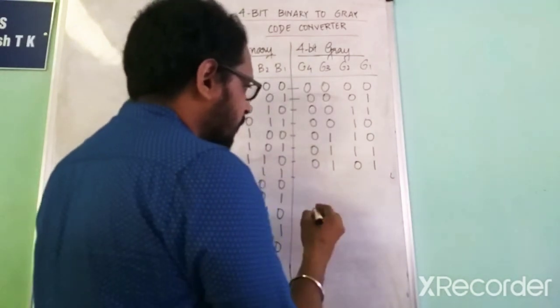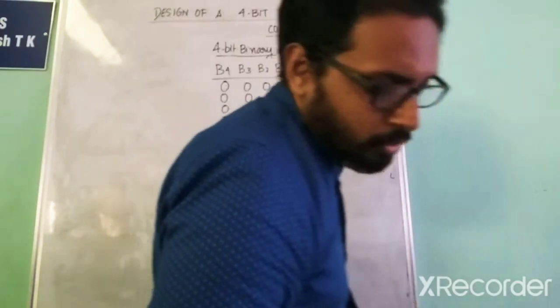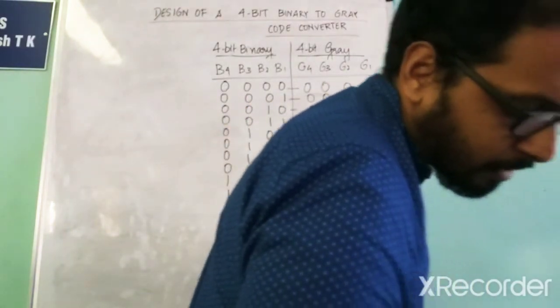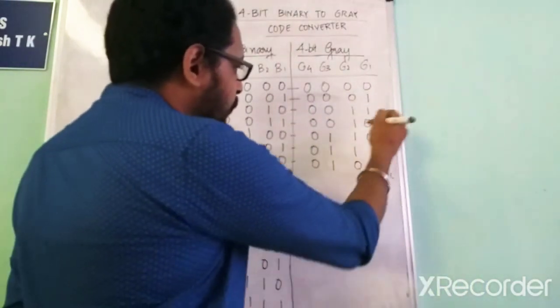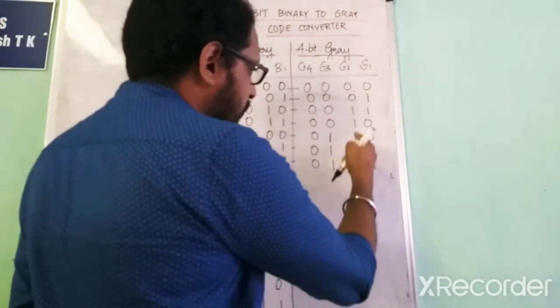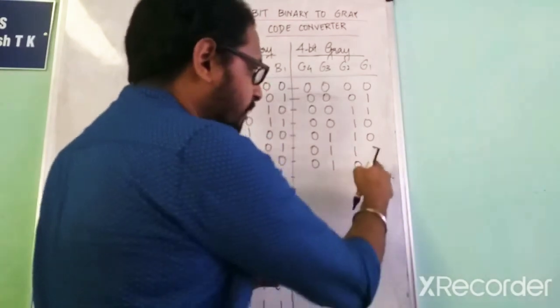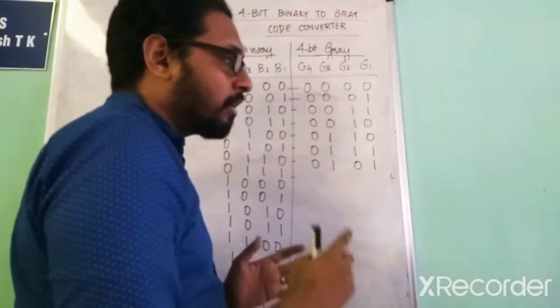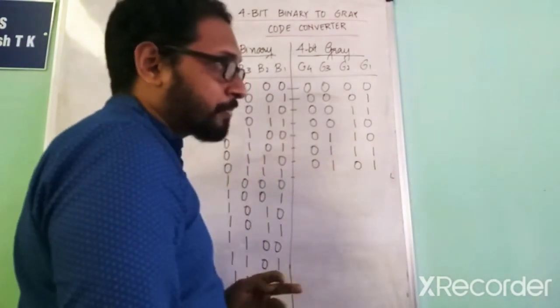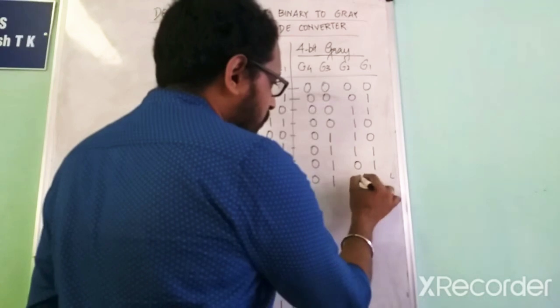Then we have 0, 1, 1, 0 and 0, 1, 1, 1. Next, check for 4. How can we convert 0, 1, 0, 1, which is 5, to 4? One bit change means this can be converted to 0, 1, 0, 0.